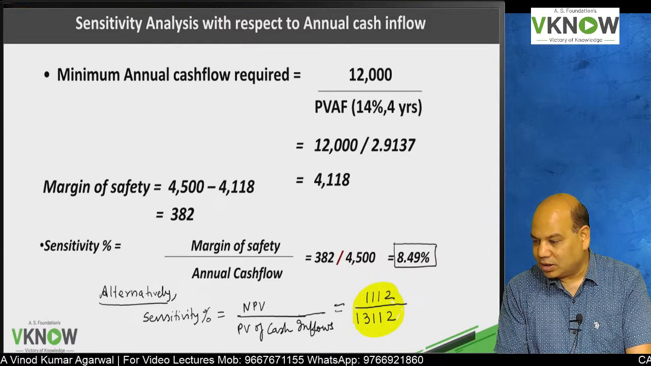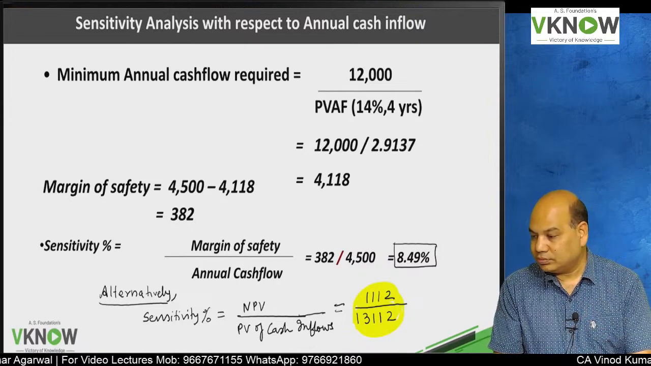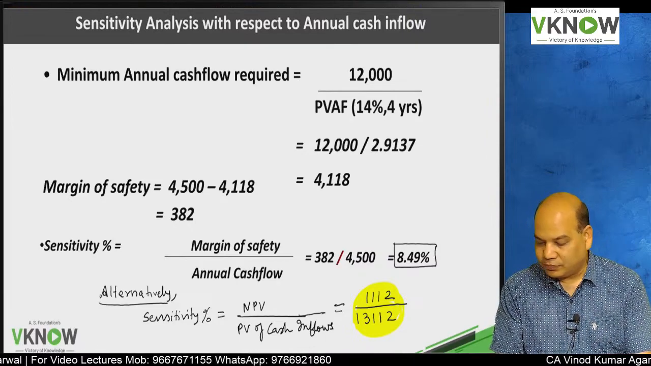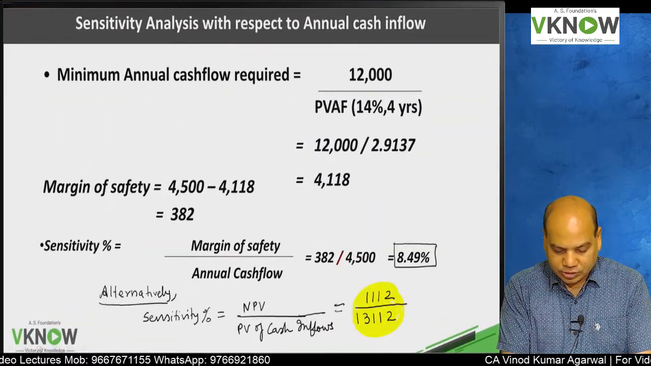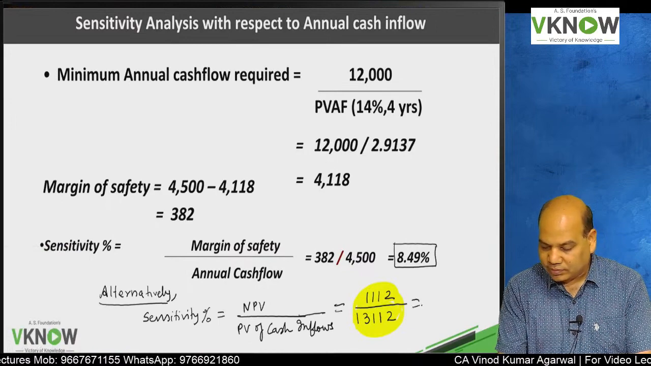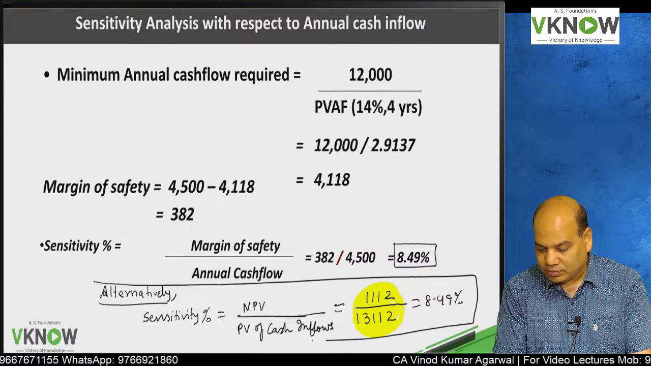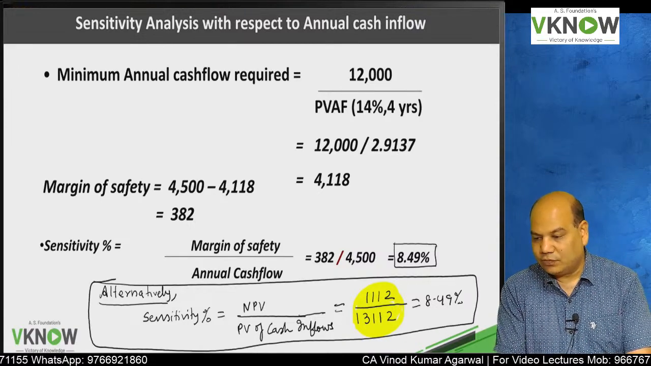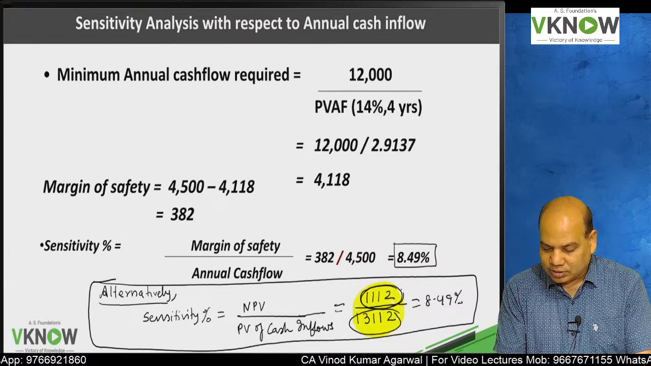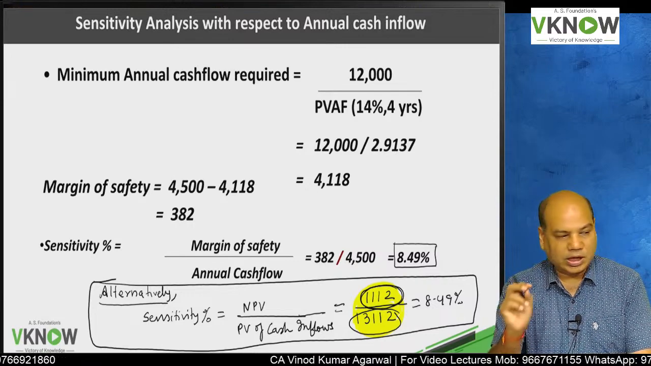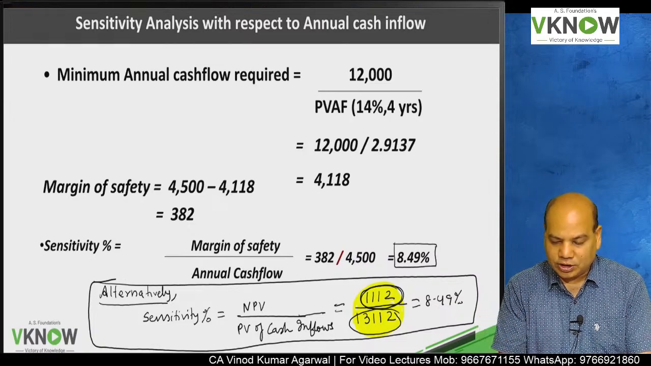Multiply by 100, give me the answer now. What is the answer now? Is it same answer, 8.48 or 8.49? Yes. So please write down. This is a shortcut. Suppose you don't have time in the exam, you can simply compare NPV and PV of cash inflow, because if this number falls by this percentage, your NPV will become 0. So percentage drop required is 8.49%.